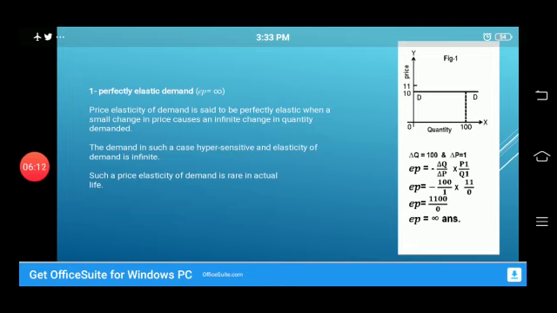Your line keeps going. That is a horizontal line. It means that the quantity demanded is changing, and changing. So when it goes on changing, that is perfectly elastic demand.